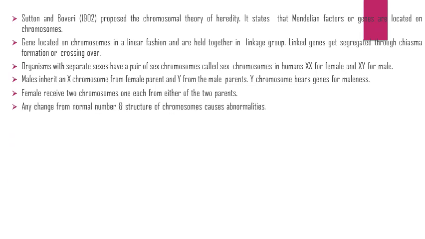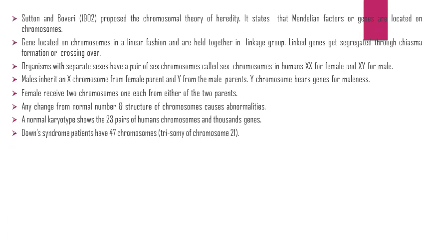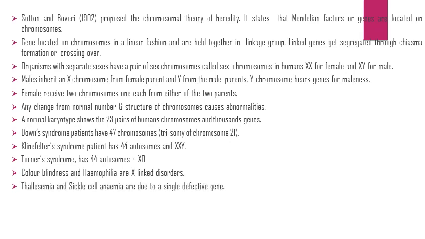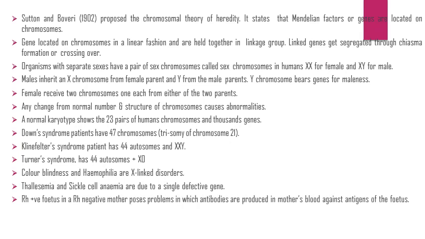Any change from the normal number and structure of chromosomes causes abnormalities. A normal karyotype shows the 23 pairs of human chromosomes and thousands of genes. Down syndrome patients have 47 chromosomes. This is trisomy of chromosome 21. Klinefelter syndrome patients have 44 autosomes and XXY. Turner syndrome has 44 autosomes, thus XO. Color blindness and hemophilia are X-linked disorders. Thalassemia and sickle cell anemia are due to a single defective gene.